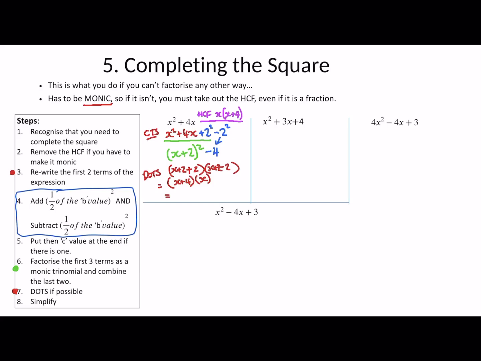Now, if we're going to write that properly, it equals x brackets x plus 4. Would you be surprised to find out that that is exactly the same as above that we did with the highest common factor? Well done.